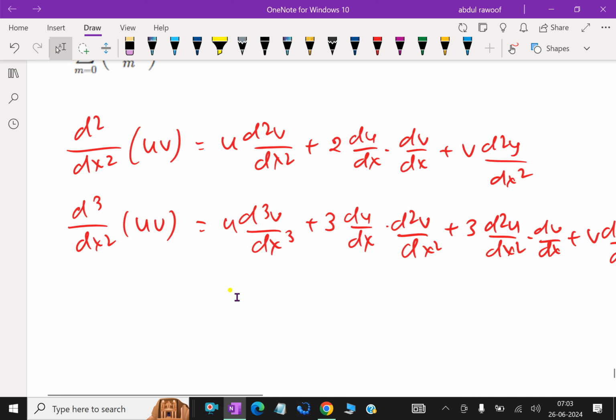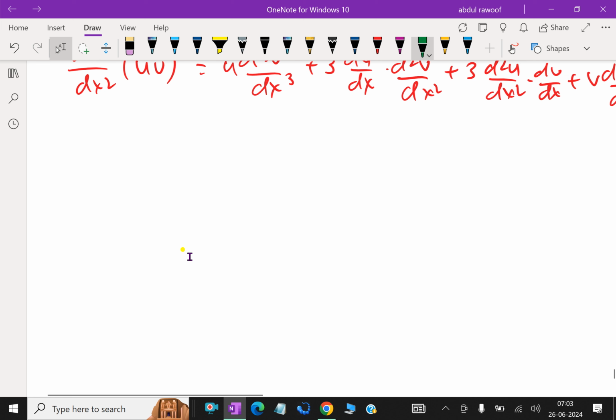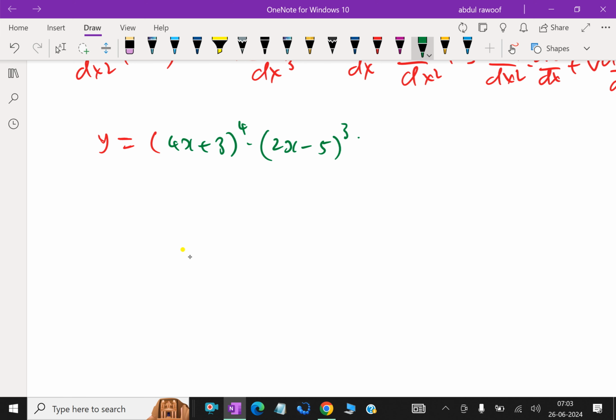For example, let's do an example for this function. Let y equal (4x plus 3) power 4 into (2x minus 5) cubed. We have to find first y dash.